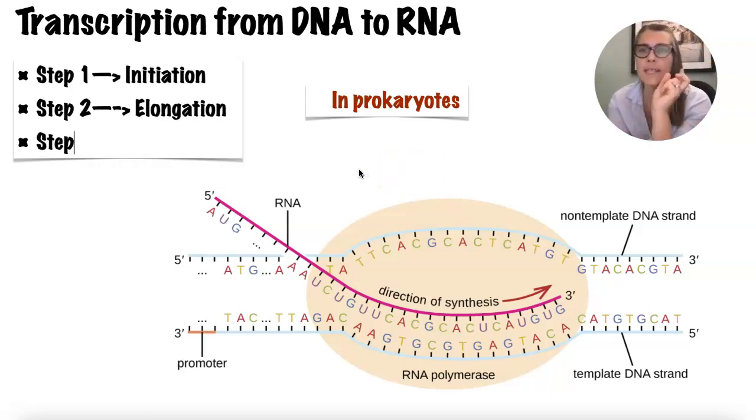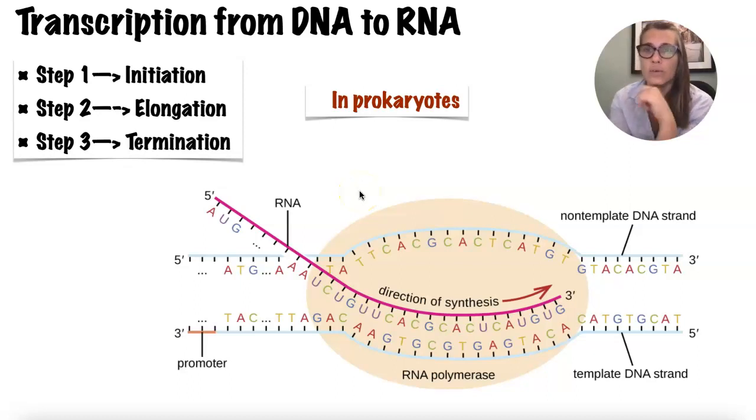Okay, so step 1, initiation, step 2, elongation, step 3, termination. Those are the 3 steps that we go through when we do transcription. So from DNA to RNA. Remember, this is what we're trying to do, step 1 of the flow of the central dogma. So the first thing to notice is this little thing here, the promoter. This is where everything starts.